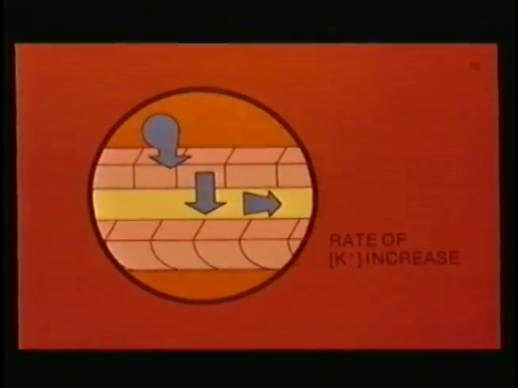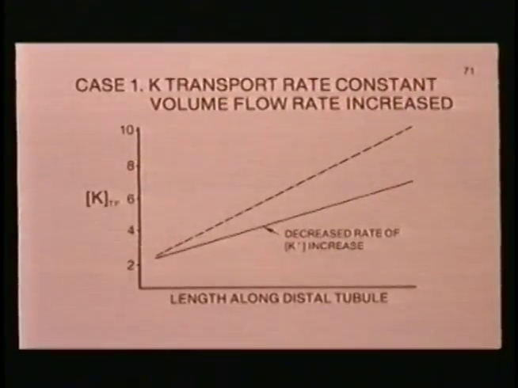The rate at which potassium concentration increases with length is affected by the relation between potassium transport rate and volume flow rate. Of a variety of theoretically possible relationships between the rates of ion transport and the rate of volume flow, 3 cases of particular interest will be discussed. Case 1. If the potassium transport rate is constant, increases in volume flow would diminish the rate of increase of potassium concentration with length.